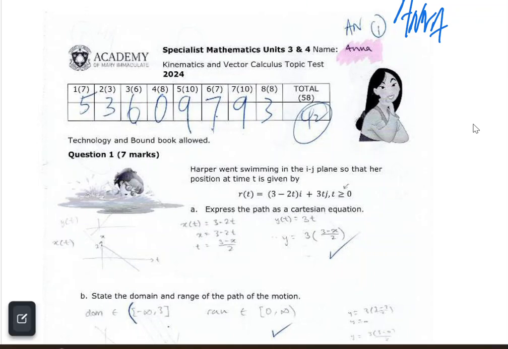Hi Anna, this is your feedback for the test we did in class. 42 out of 58 is a fantastic result given it was a very long test and it wasn't really very well prepared.